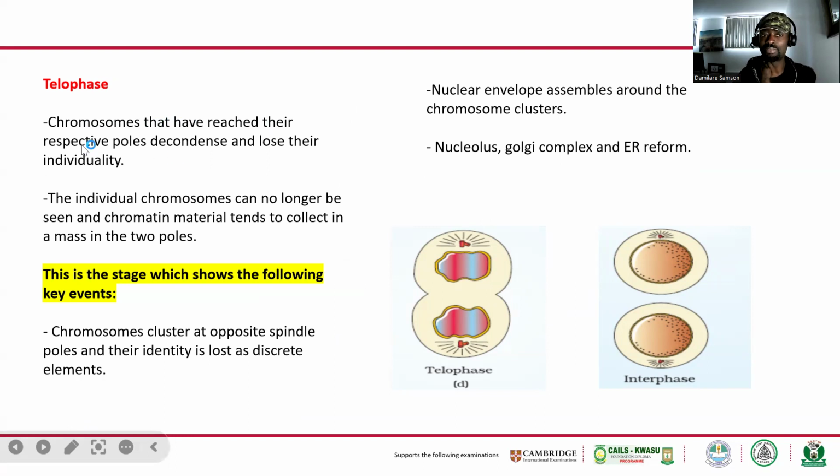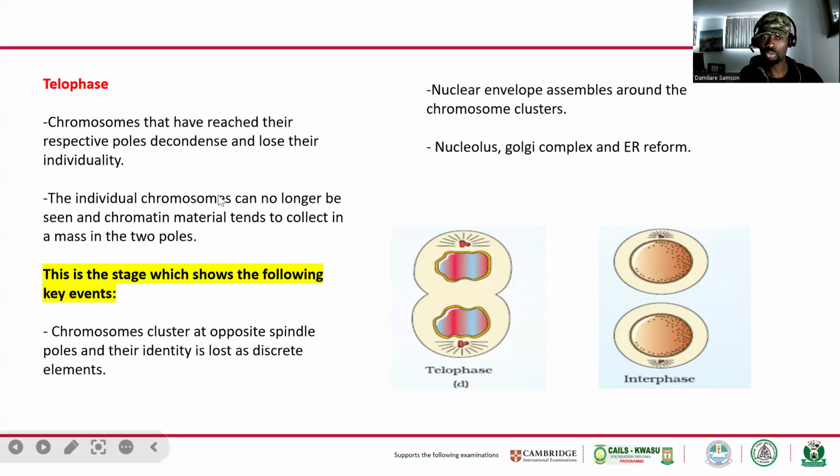Chromosomes that have reached their respective poles condense. Now they've gotten to their respective poles, they begin to condense and lose their individuality. Remember, they were separate earlier. But now at telophase, once they get to where they are going, they condense. Everything becomes one, like a mixing together. So they lose their originality.